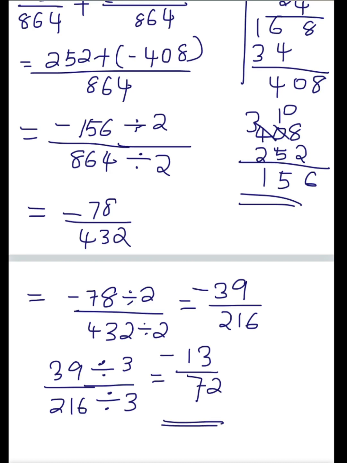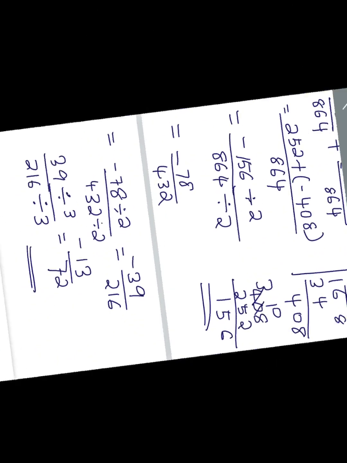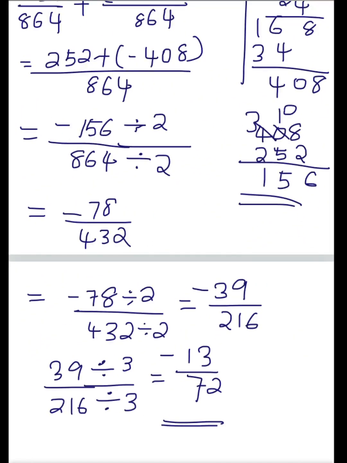So the answer will be minus 13 by 72. You know that to check whether a number is divisible by 3, you have to add its digits. For example, here it's 39. So 3 plus 9 means what? 12. 12 is a multiple of 3. So you can say that 39 will be divisible by 3.